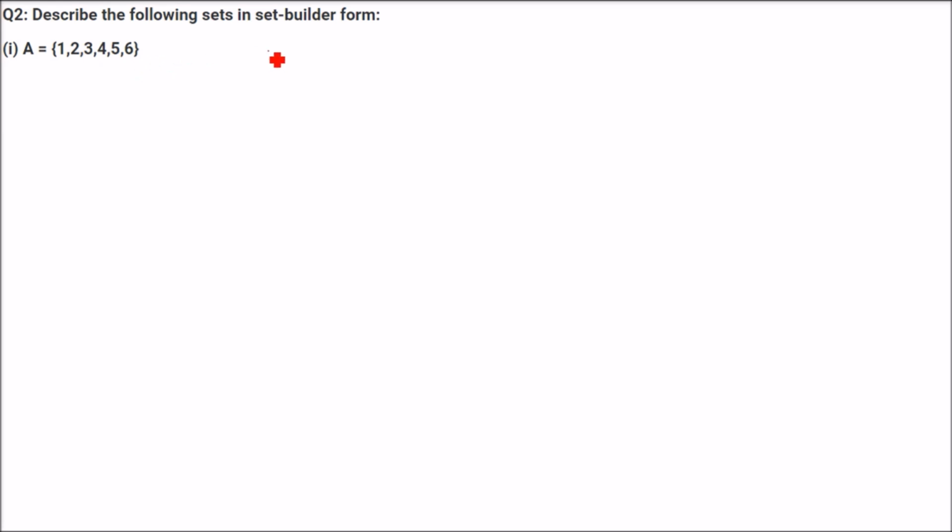So how do we write this? X is such that X belongs to capital N, that is X belongs to the natural numbers, and X is less than 7. See, we start with 1, it is a natural number. The natural number starts with 1 only. Then it goes up to 6, and we don't jump after 6 because it is less than 7. This is how we write it.